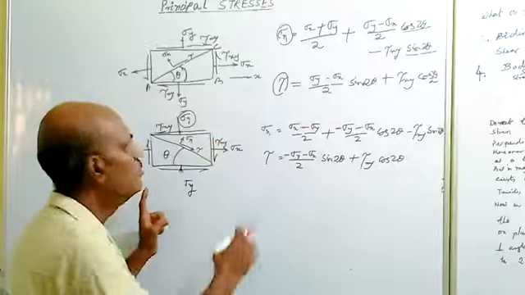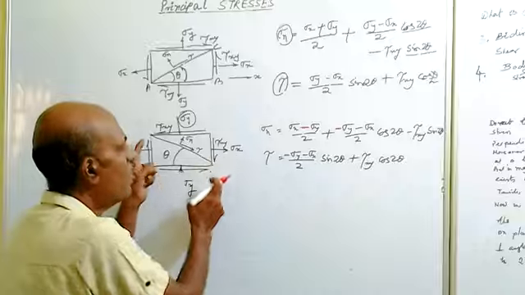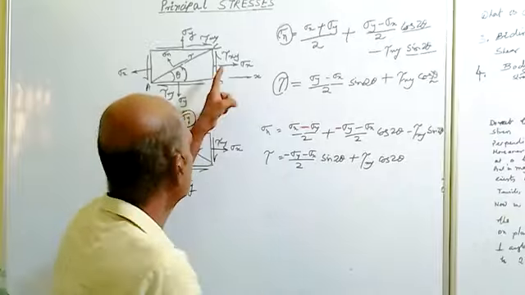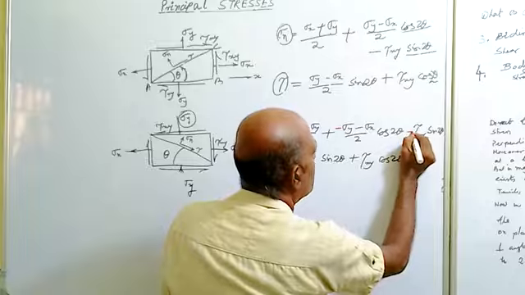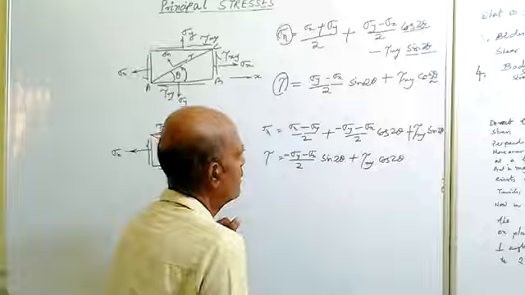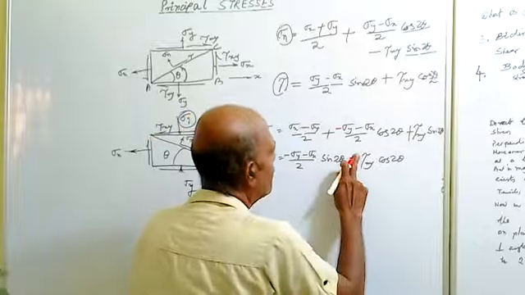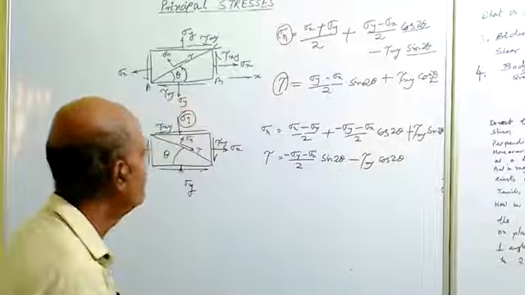Next amendment is tau. In the formula, tau is in anti-clockwise sense, but here tau is in clockwise sense. So we have to put the negative value for tau. So instead of minus, it will be minus into minus, plus. Similarly, this one will be plus into minus, so this will be minus.